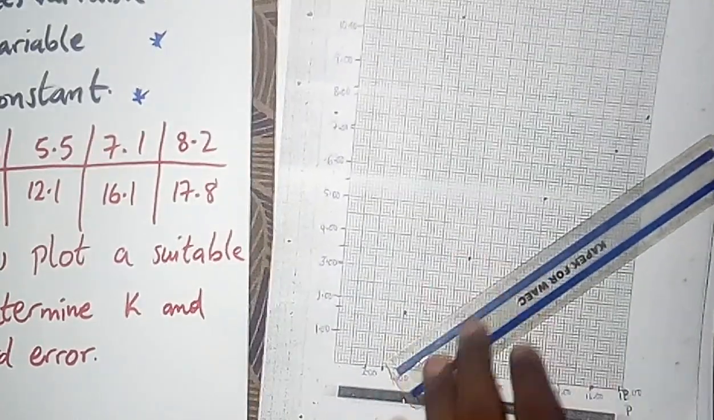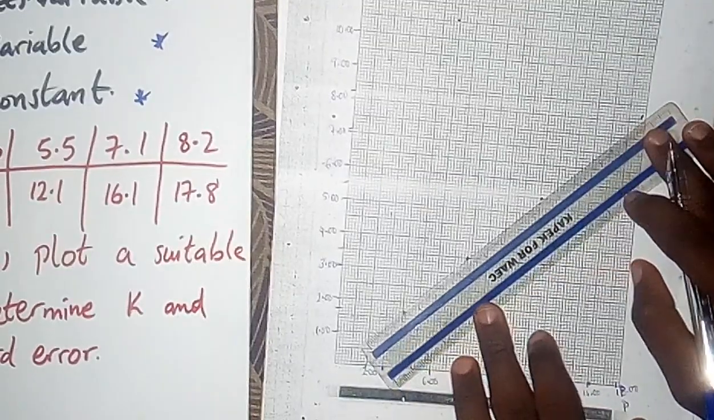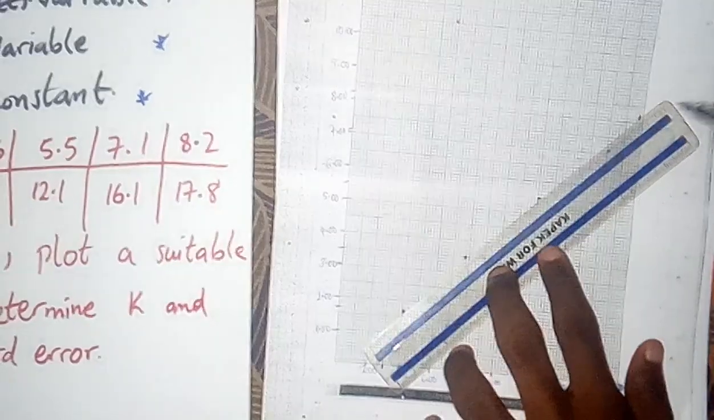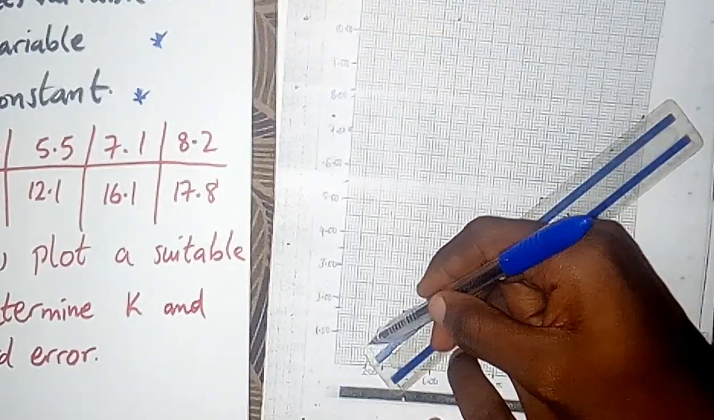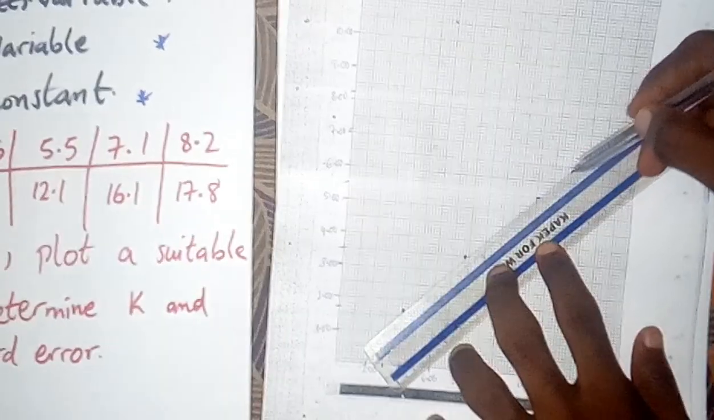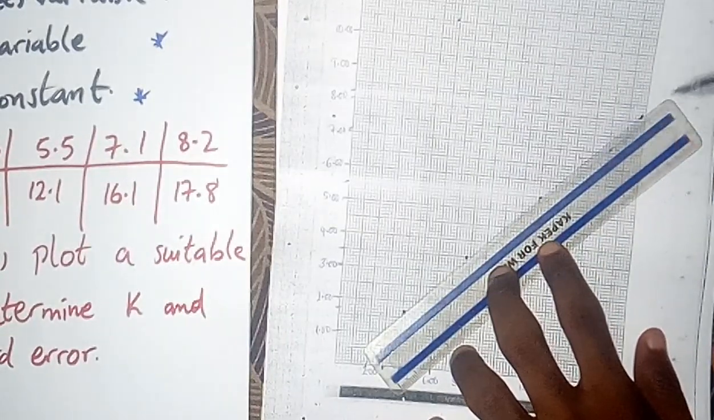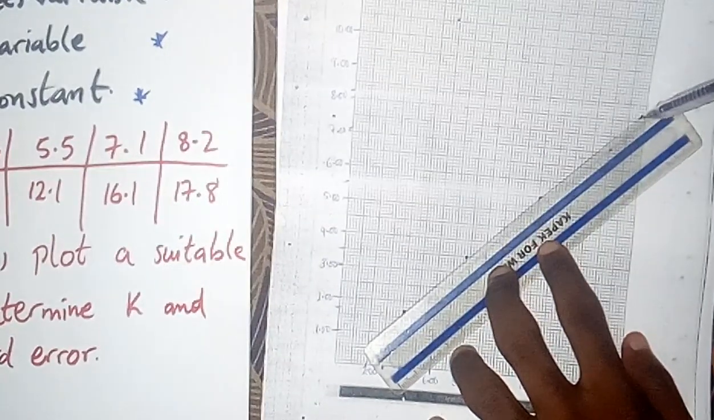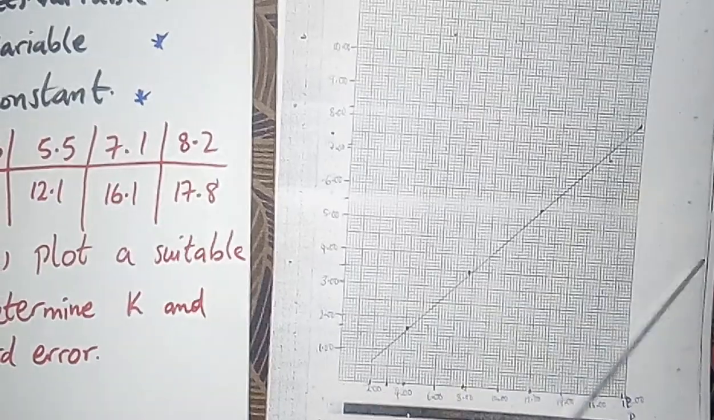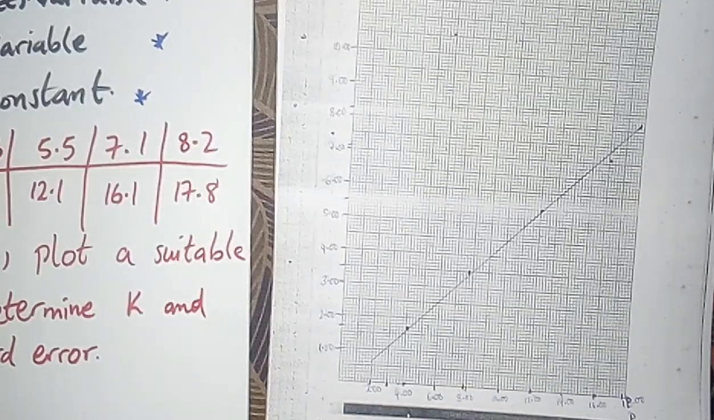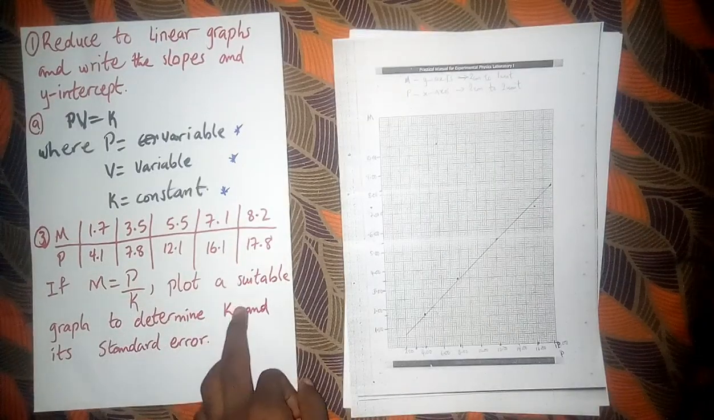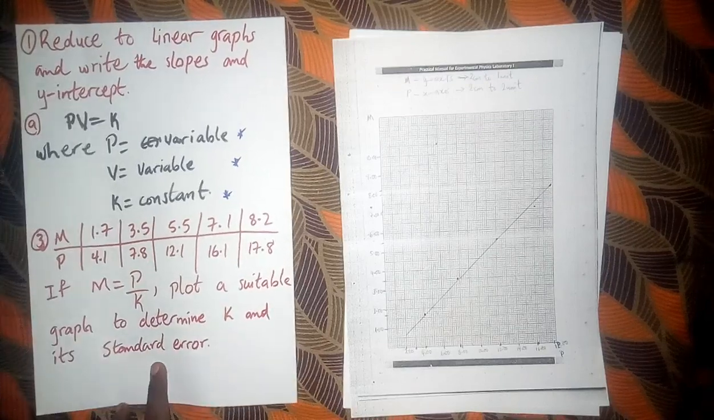So now we take our line of best fit, from here to this. You are going to use pencil for your diagram. I'm using a biro because I want you to see what I'm doing. So now this is your graph. From our graph, we're asked to find the value of k and determine the standard error.